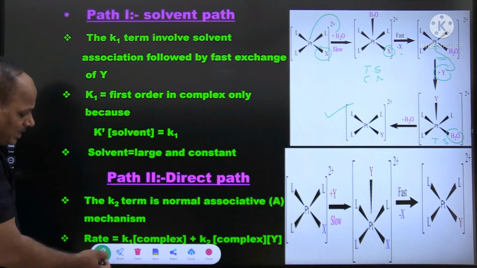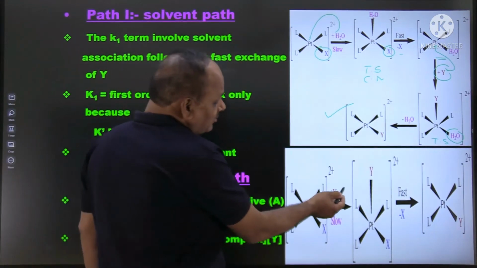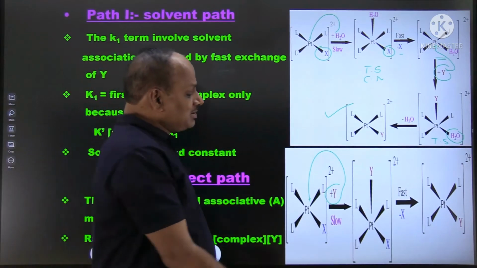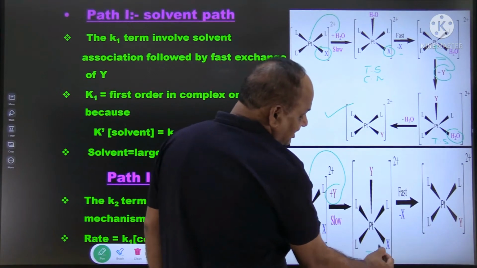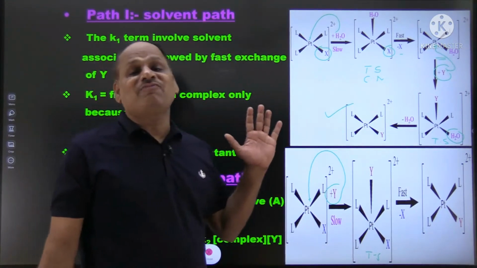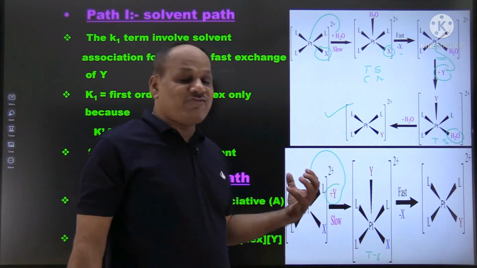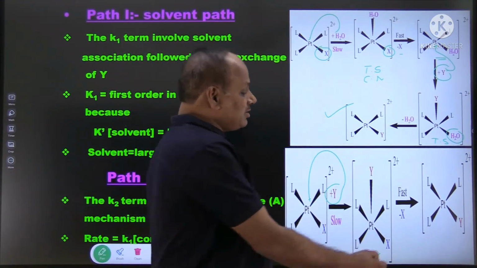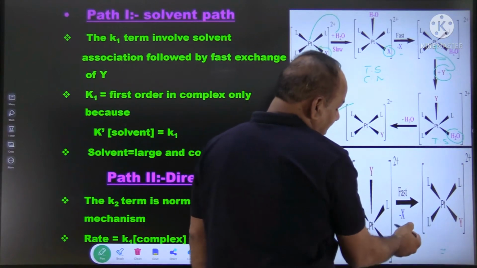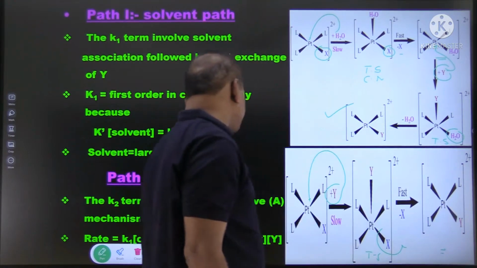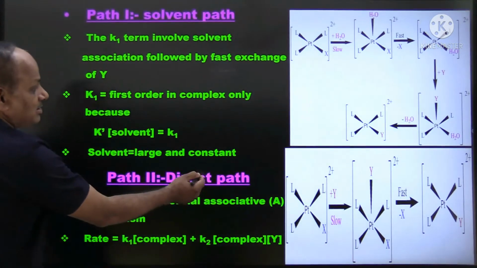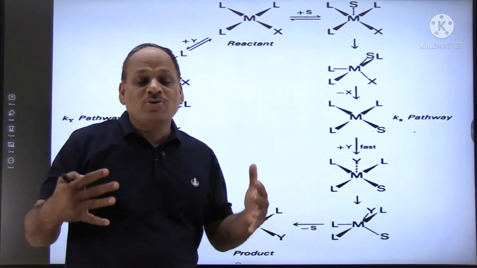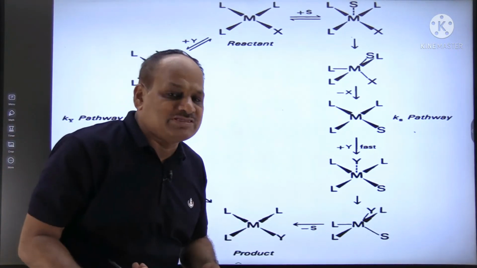In the second pathway, the incoming nucleophile directly attacks the platinum metal ion, and you get the transition state, which has coordination number 5 and a five-coordinate, trigonal bipyramidal geometry. Then X is lost, and you get the substituted complex. Here I have diagrammatically shown by two pathways how the substitution in square planar complexes takes place.